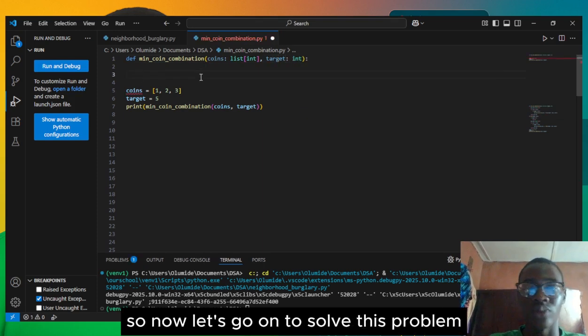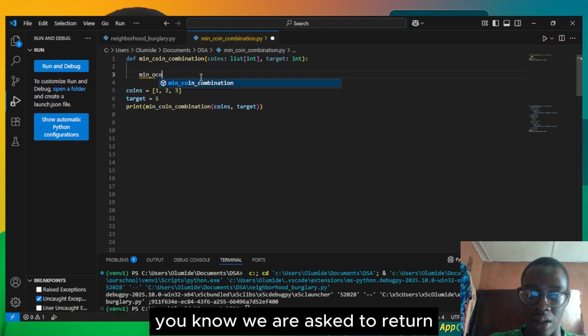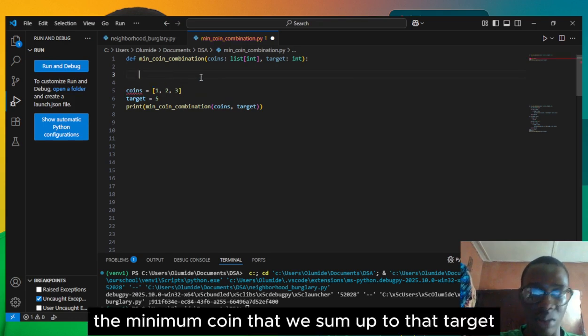So now let's go on to solve this problem. First of all, let's define the minimum coin. We are asked to return the minimum number of coins that sum up to that target.